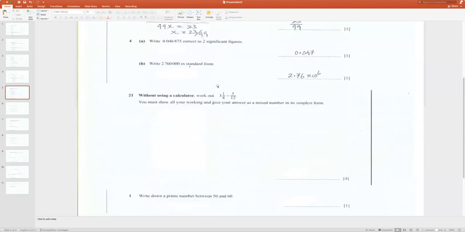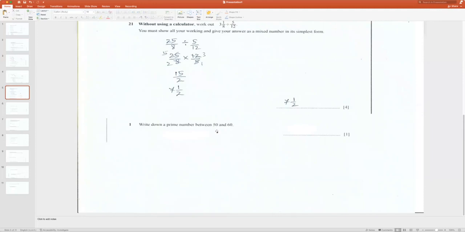Without using a calculator, work out this fraction. We can write this mixed number as 8 times 3, 24 plus 1, 25 over 8, divided by 5 over 12. So 25 over 8, then this division becomes multiplication and we take the reciprocal. 5 times 1, 5 times 5, then 4 times 4, 4 times 3. This 5 times 3 is 15, 2 times 1 is 2. So again we can write it as a mixed number, 7.5.